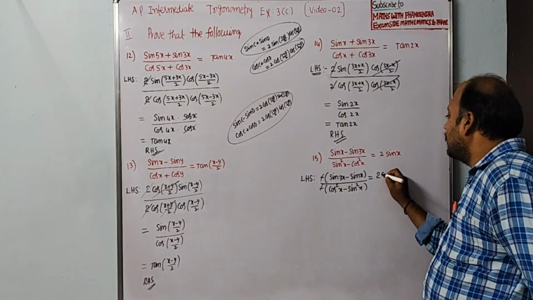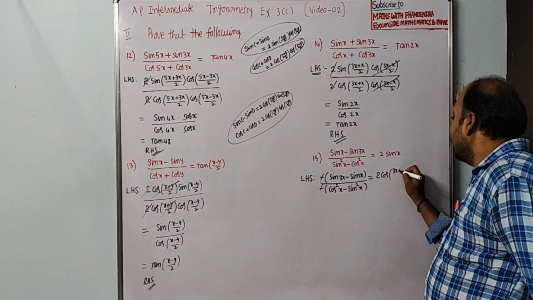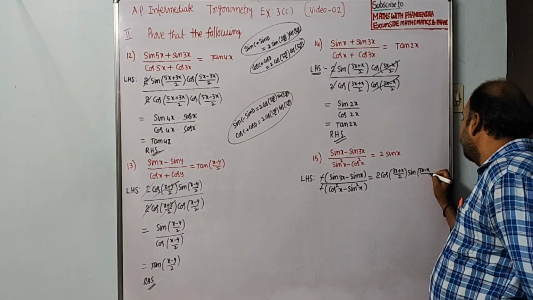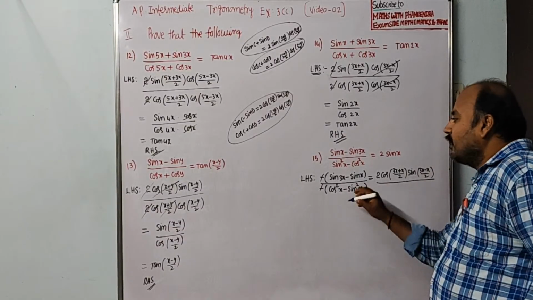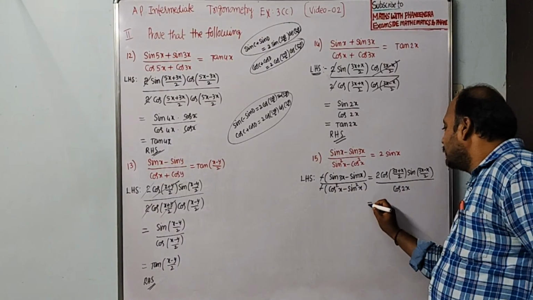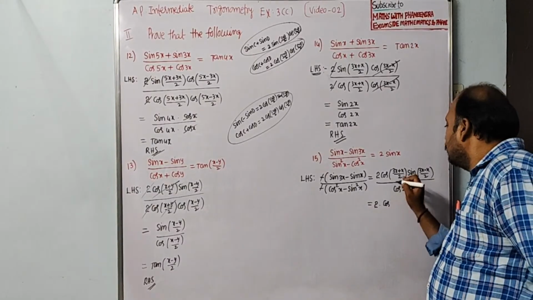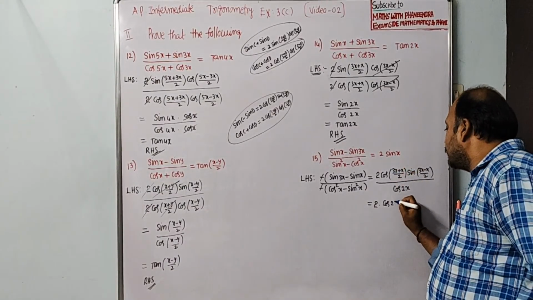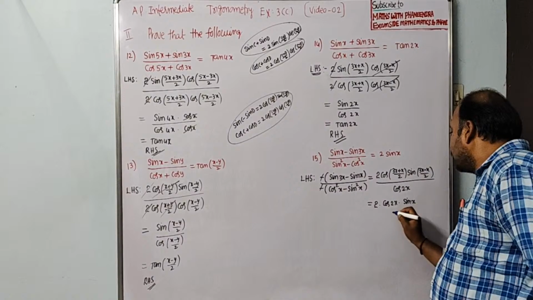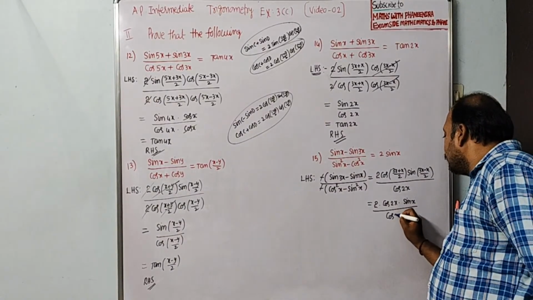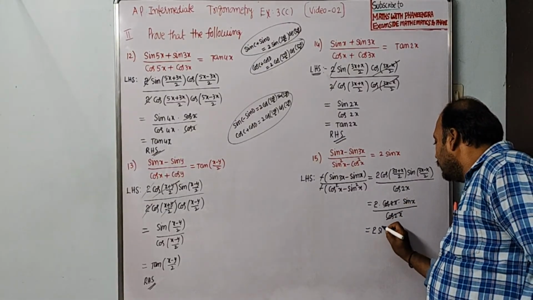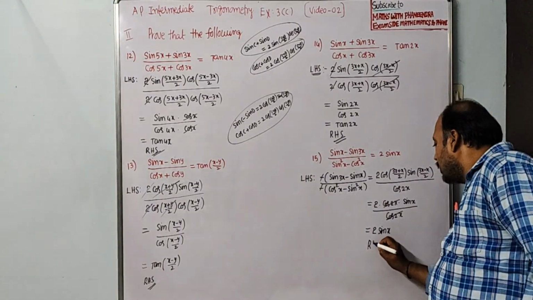So 2 cos((3x plus x)/2) sin((3x minus x)/2), whole divided by cos square x minus sin square x, which is cos 2x. So it is equal to 2 into cos of 4x by 2, which is 2x, into sin of 2x by 2, which is sin x, divided by cos 2x. So cos 2x gets cancelled, you are getting remaining 2 sin x, which is the required RHS.